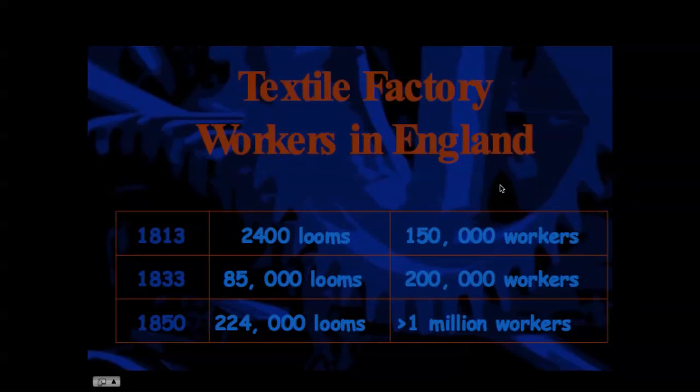So if we look at this graph in which we see in 1813, there was 2,400 looms, so a loom is the thing that makes fabric, and 150,000 workers, and we see a great 100-fold increase in that in sort of the 37 years to 1850. So it's this massive increase in activity around the textile industry.